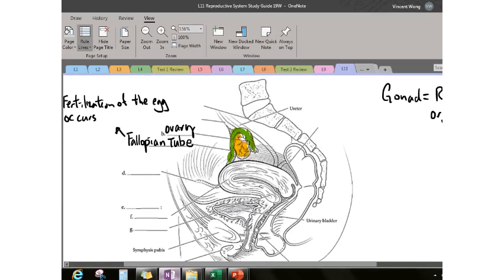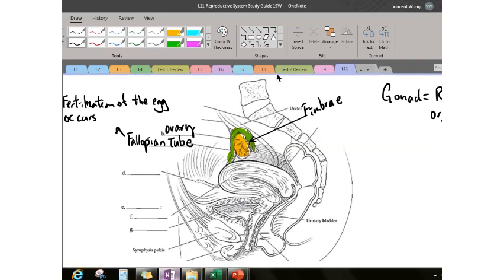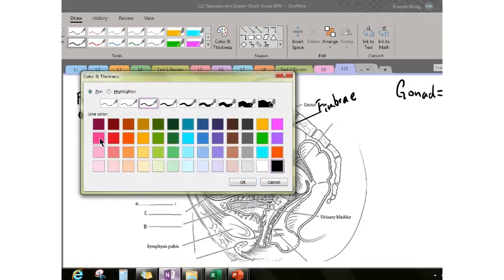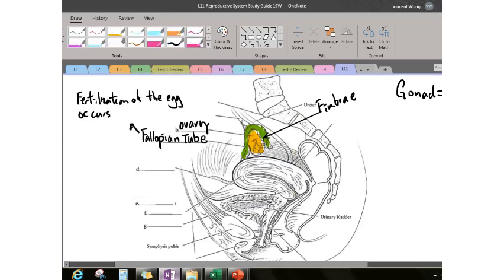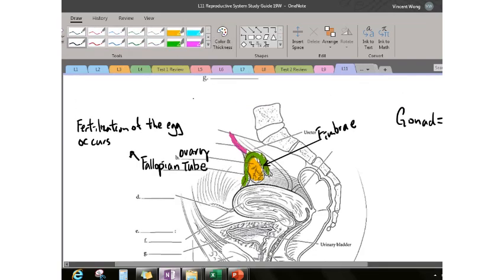So to encourage the egg to go into the fallopian tube, you have these hair-like structures called fimbriae. They kind of guide the egg into the fallopian tube. Over here we have a suspensory ligament. It's the same name as the one we learned in the eye, but this one is obviously for a different function. It holds the ovary in place. That is the suspensory ligament.